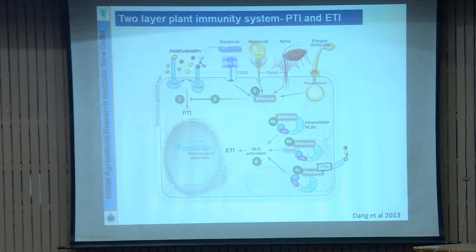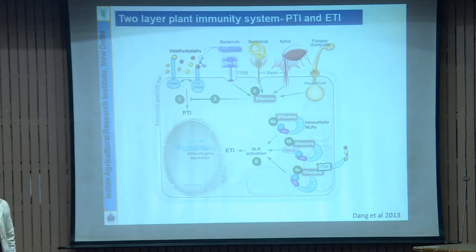So, as a result, some downstream signal is passed on to the nucleus of the cell. A number of genes are involved, so that the plant gets ready to respond to the attack of the pathogen. A number of genes in the plant, the defense genes, get activated so that the plant can respond to the invasion of the pathogen. That is the first layer of immunity.